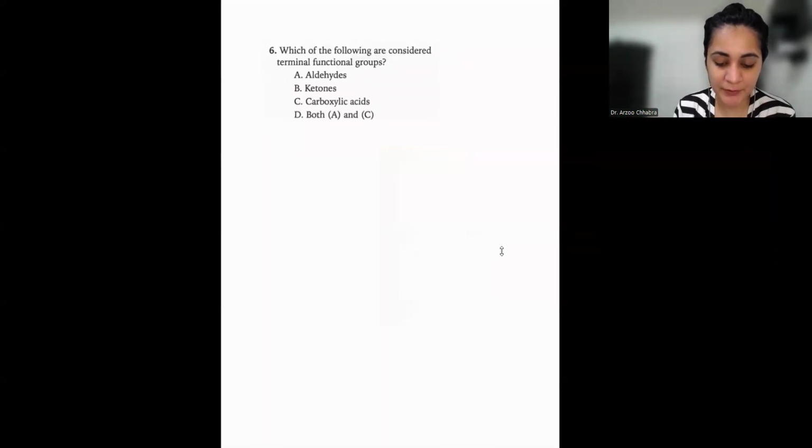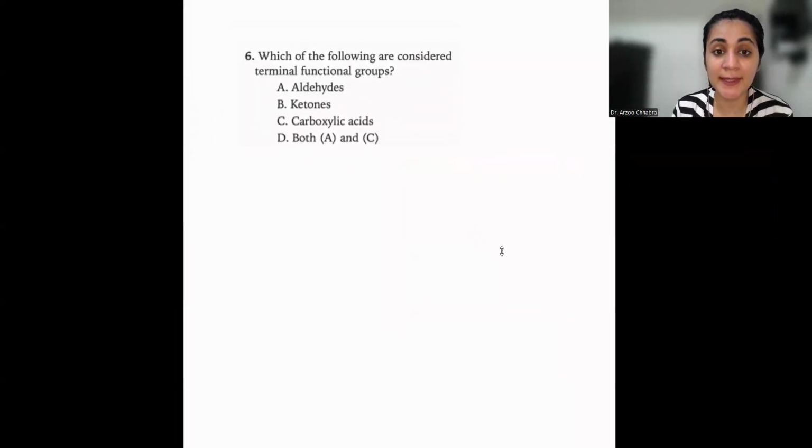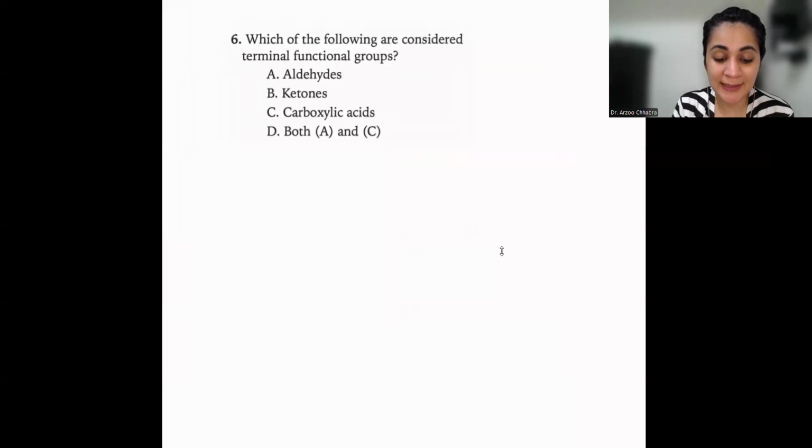All right. Which of the following groups are considered terminal functional groups? If you really think about it, an aldehyde is always a terminal functional group. It can always be called an al. If we just had a group like this, then it is a terminal functional group. And you cannot really have an aldehyde which is not terminal.